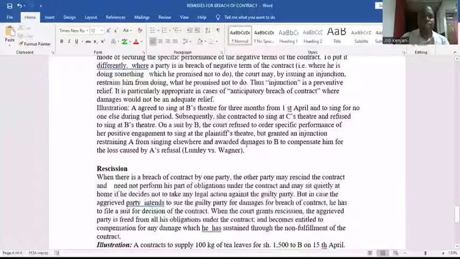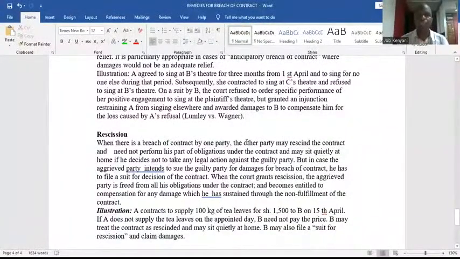Rescission simply means that you cancel the contract where you think there's a breach of the contract. You can decide to rescind and just sit back without even having to inform the other party. When there's breach of a contract by one party, the other party may rescind the contract and need not perform his part of the obligations, and may sit quietly at home if he decides not to take any legal action against the guilty party. You can just cancel it and sit back, since you have discovered there's a breach by the other party, who is not fulfilling his duties under the obligation.